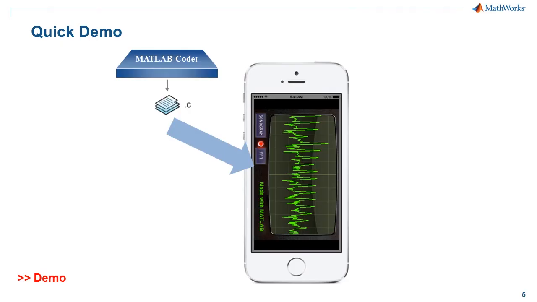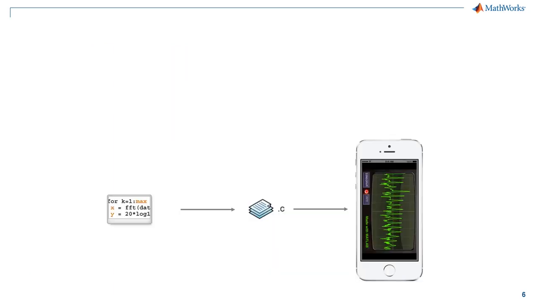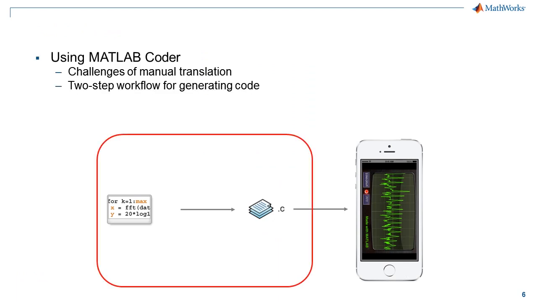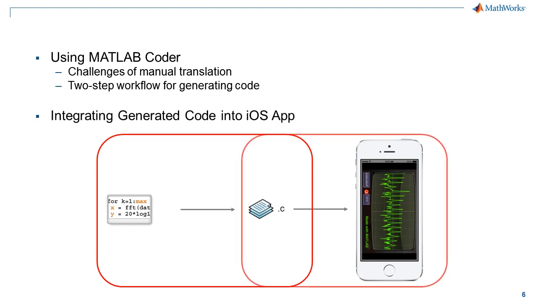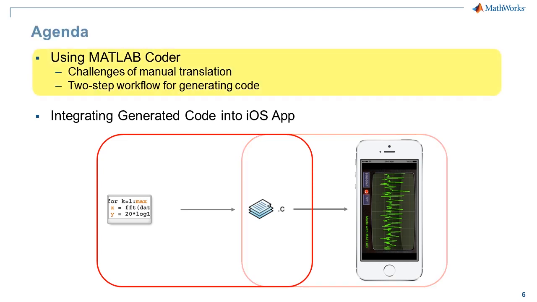So coming back into PowerPoint, for the rest of the presentation, I'm going to break it down into two sections. In the first part, I'll show the basics of generating C code from your MATLAB algorithm using MATLAB Coder. We'll take a look at the challenges of manually translating MATLAB to C and introduce the recommended two-step workflow for automatically generating C code. And in the second part, we'll dive into integrating the generated code into your iPhone or iPad app. So let's dive into the first section.